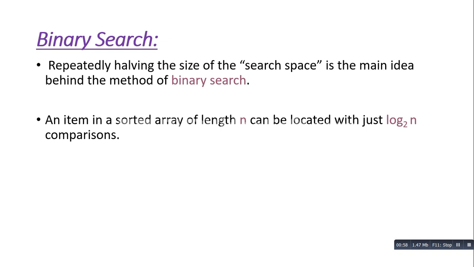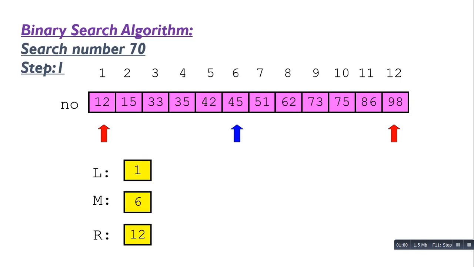We'll see the algorithm with a simple example. Here you see we have 12 elements arranged in the array, and among them we have to search for the element 70. The elements are 12, 15, 33, 35, 42, 45, 51, 62, 73, 75, 86 and 98.